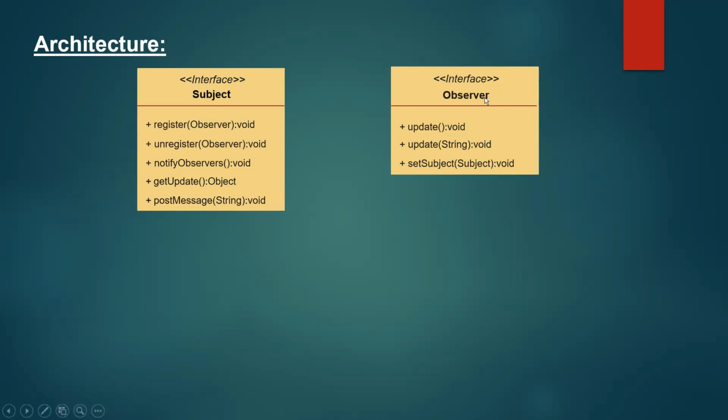Coming to the interface of the Observer, we have an update method which will be used by the observer to get the update from the subject. And we have another update method here; we have used method overloading, which takes a string as the parameter. This method will be used by the subject to post the update to all the registered observers. And we have setSubject, which will be used to attach the subject to the current observer, right? So these are the two interfaces we'll be having in this pattern.